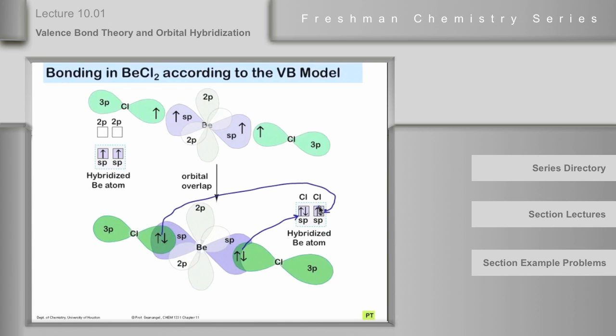So that completes our description of BeCl2, and it was AX2, I remind you, AX2, and that told us to use sp hybrid orbitals because, as we came to see later, they had the right properties. Questions?